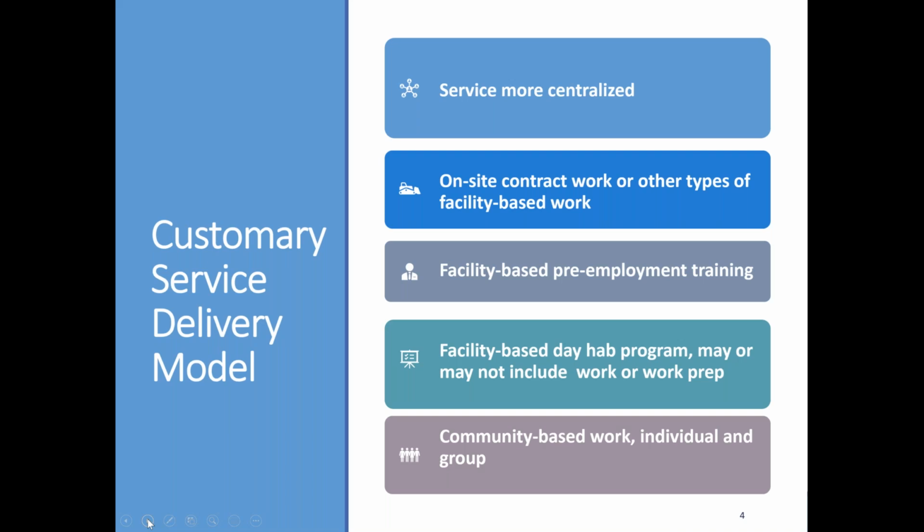So let's look a minute at how we have customarily provided services in our industry. We all know that generally speaking, services were more centralized. We did a lot of on-site contract work or other types of facility-based work, which we're still doing some of. We did a lot of facility-based pre-employment training. We also had our facility-based day-hab, which may or may not have included work or work preparation. And we have for some time had some community-based work, including individual placement and group placements like enclaves and work crews. So this is how we have historically looked. This is how services looked when I came into the field, and how they have remained in many agencies up until today or up until recent times.